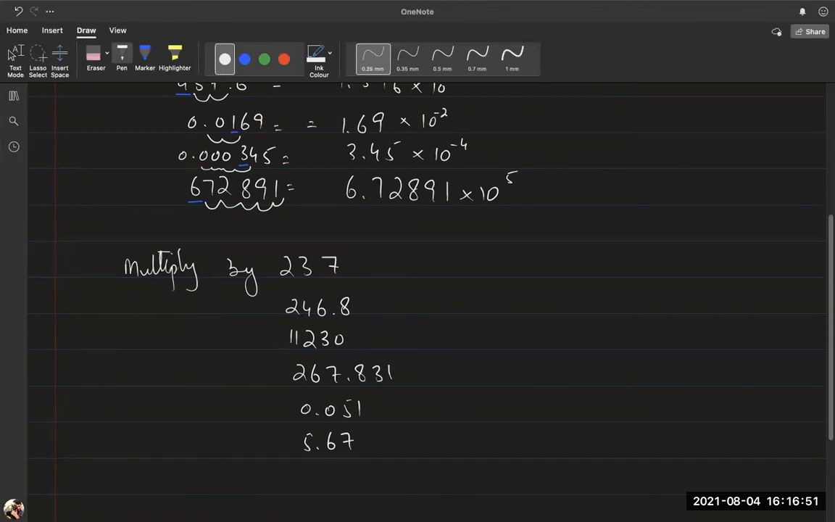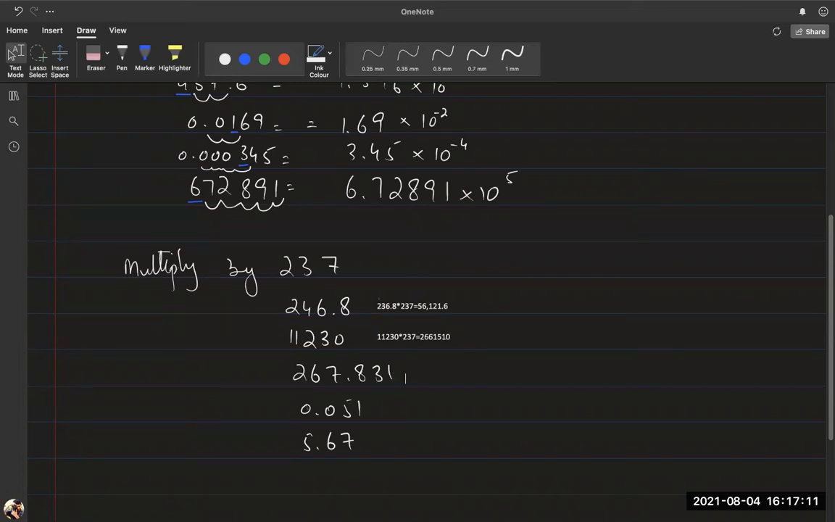So let's do it. The first one, if I want to do that, it is 246.8 and I'm multiplying by 237. This will equal 56,121. Second one is this.